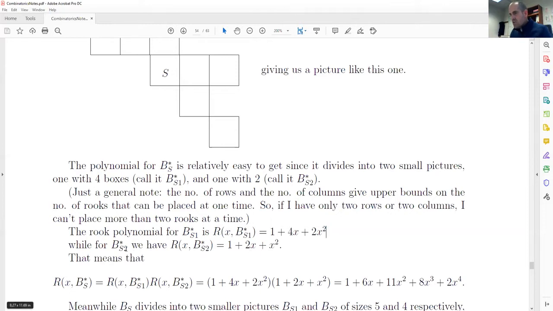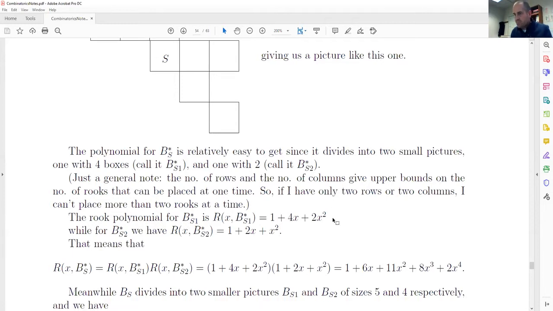Okay, what about BS2 star? Well, that's easy. That's these 2 squares. There's 1 way to place 0 rooks. How many ways are there to place 1 rook? X to the first power, 1 rook. 1 here, 1 here. So there's a total of 2 ways to place 1 rook. And then what about 2 rooks? Well, that's easy. You just place 1 here and 1 here, and that's just 1 way. Okay, so that's why there's a 1 next to x squared.